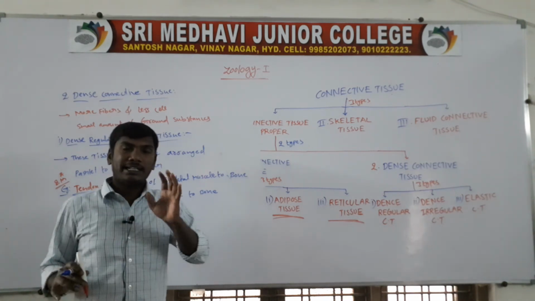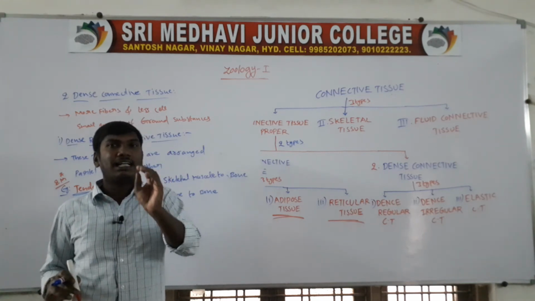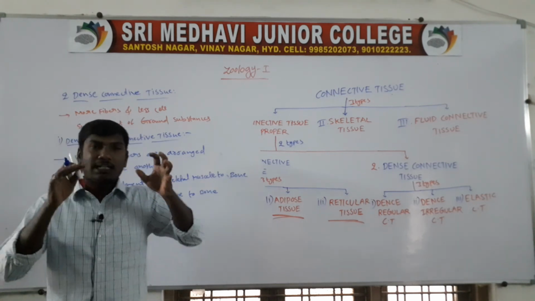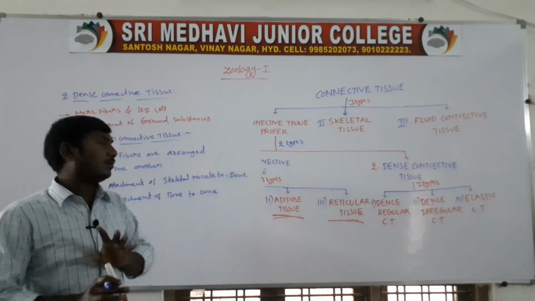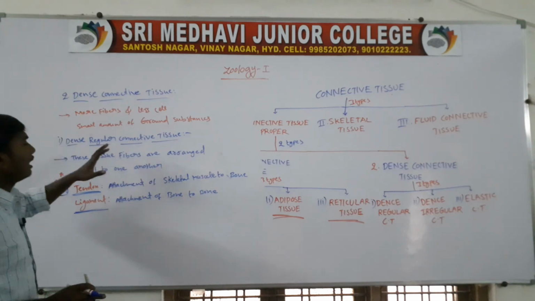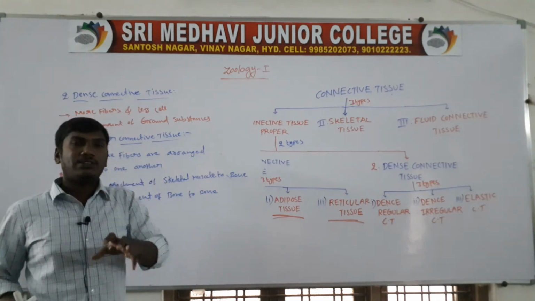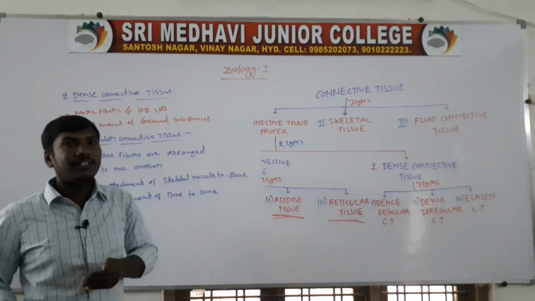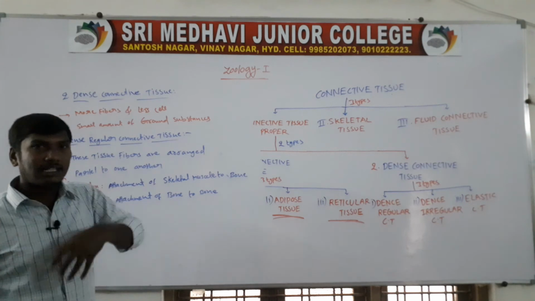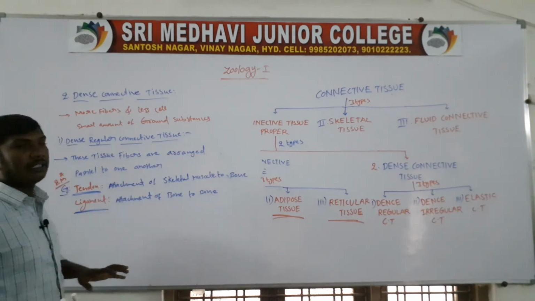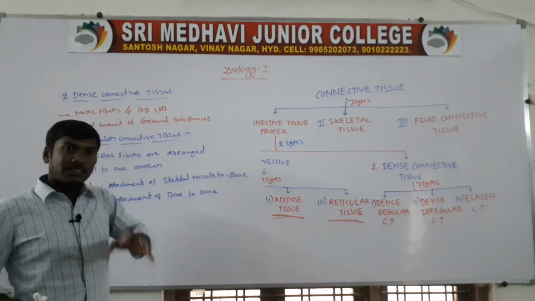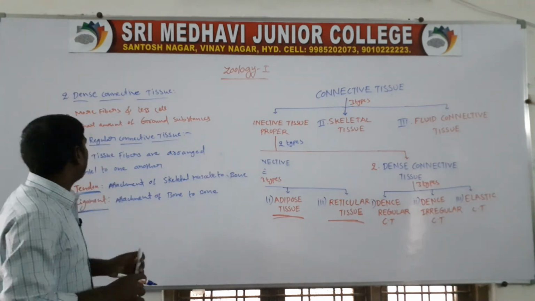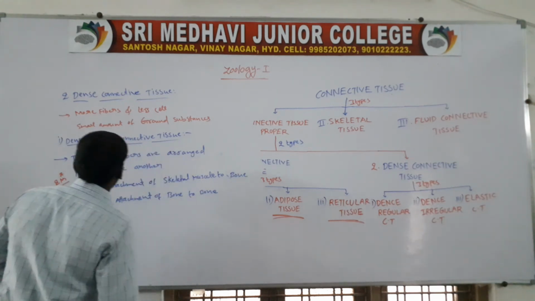Tendon means the attachment of the skeletal muscle to bone. Ligament means the attachment of one bone to another bone. These are dense regular connective tissue, which means the fibers are arranged parallel to one another. Examples are tendon and ligament.